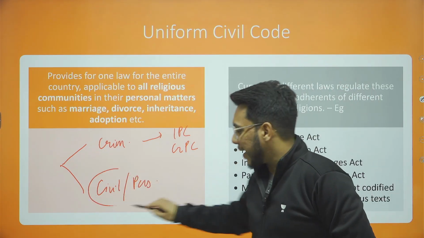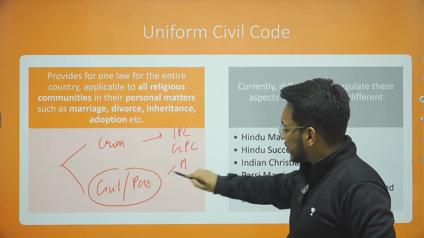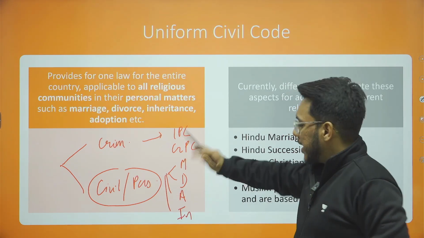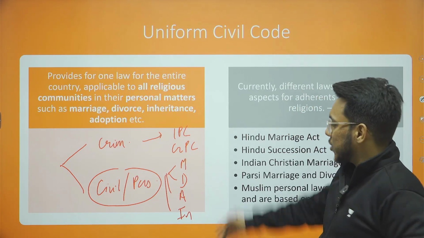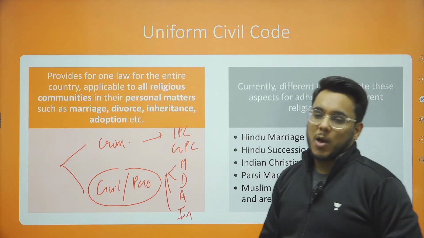But in civil matters, which majorly pertain to four things, that is marriage, divorce, adoption, and inheritance, it majorly pertains to these four things. So for the civil matters, we don't have a uniform civil code as of now in India.